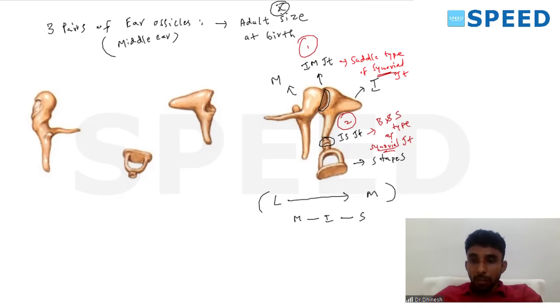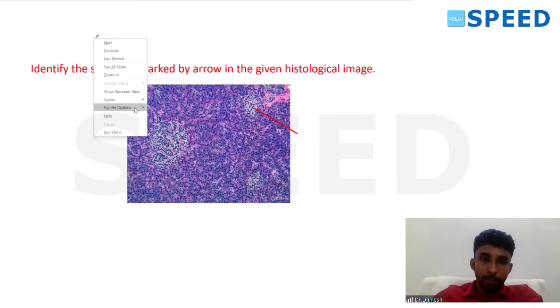So this is the foot plate of stapes, which will be attached to the fenestra vestibuli of the inner ear through the annular ligament. Okay, fine. So this is the malleus, this is the incus, and this is the stapes. So be clear how to identify the ear ossicles. Fine. So let's move to the next question.